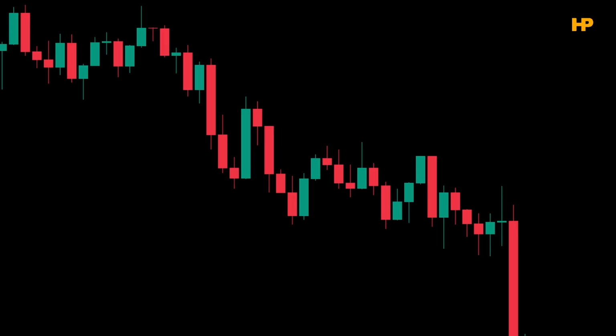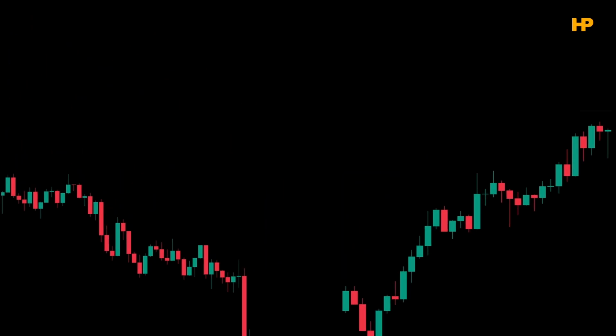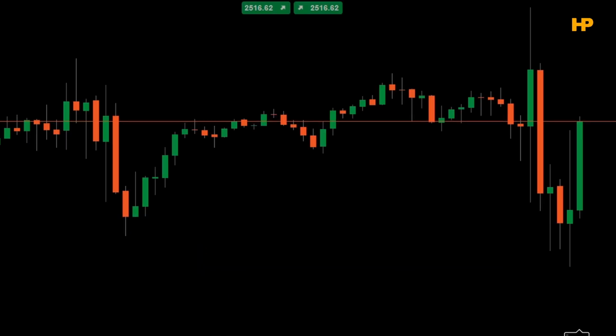To confirm a trend, look at the candlestick patterns on a 15-minute or higher time frame. In an uptrend, bullish candles dominate with shallow pullbacks. In a downtrend, bearish candles lead and rallies are weak. Study the sequence of highs and lows to map the market's direction.